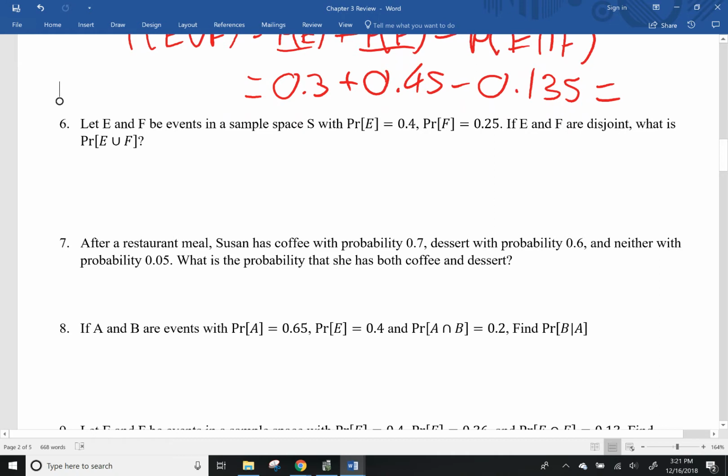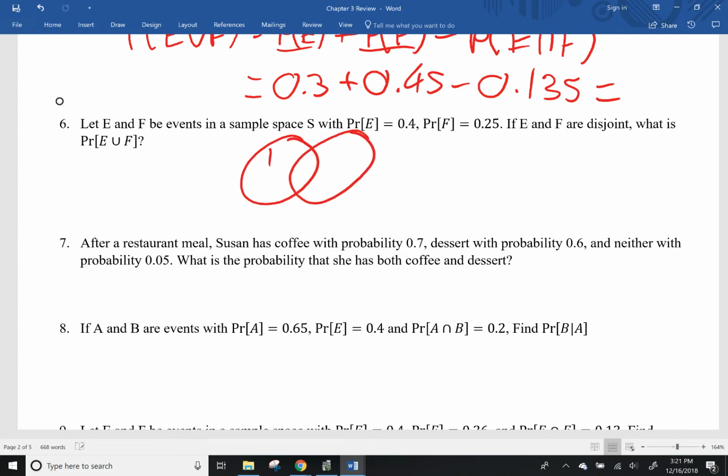So number 6, let E and F be events in a sample space with probability of E 0.4 and probability of F 0.25. If E and F are disjoint, what is the union? Disjoint means that there's no overlap region. There are two ways you can think of it. Probability of E and the probability of F.